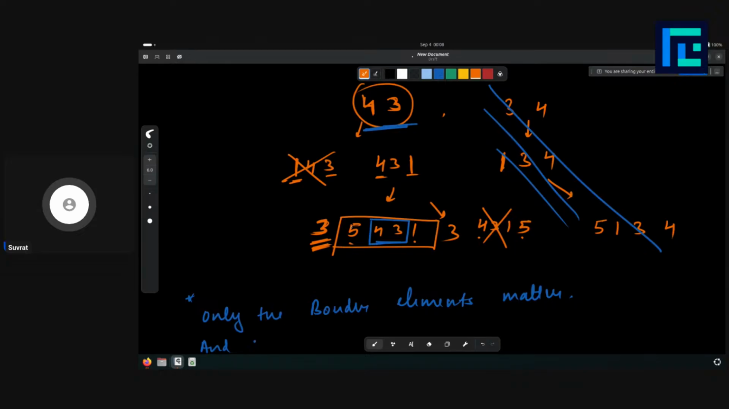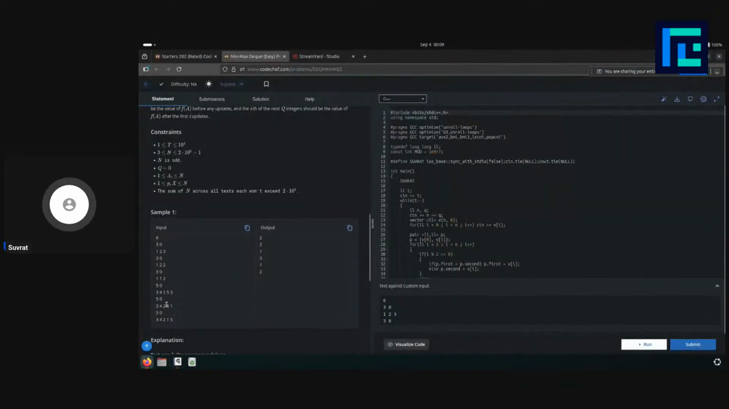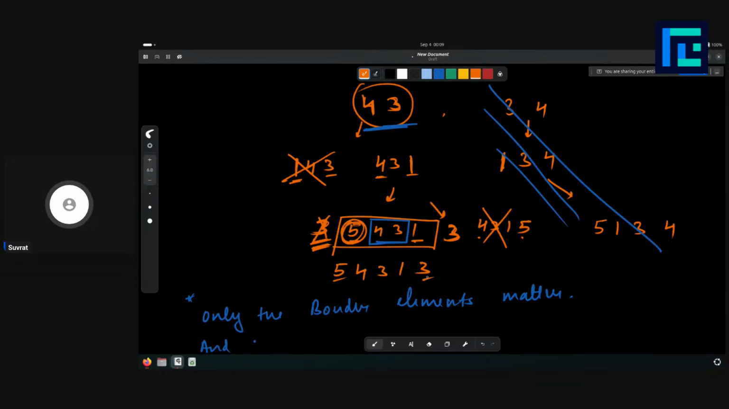To maximize the other border element, since we have two border elements 1 and 5, what we can do is put 3 here, so that the other border element is 5. If we had put 3 here, the other border element would have been 1, and we don't want that. So basically we'll put 3 here. The final array would look like this: 5, 4, 3, 1, 3. So the answer would be 3, the minimum of 5 and 3.